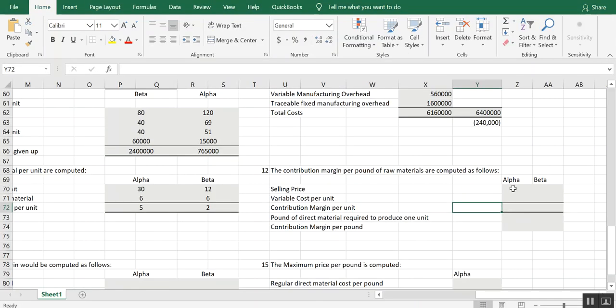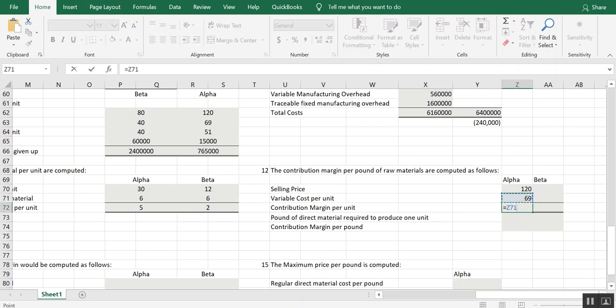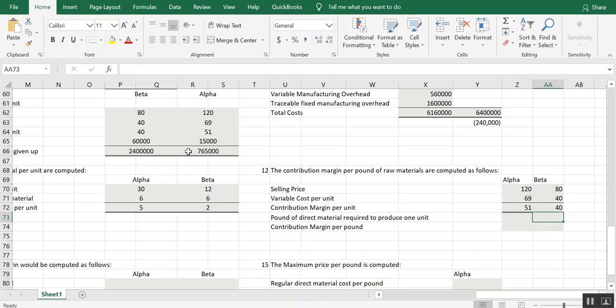So we want to start with alpha. We have the selling price of 120. We know the variable cost per unit is 69 because we calculated that right over here. Remember this? So we have then a contribution margin of $51. For beta, we have over here the $80 selling price per unit, $40 in variable costs, and we have a contribution margin of $40 per unit.